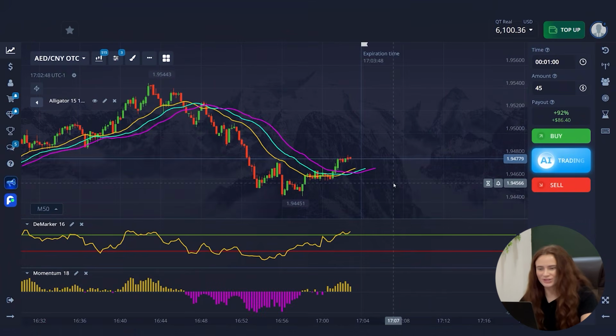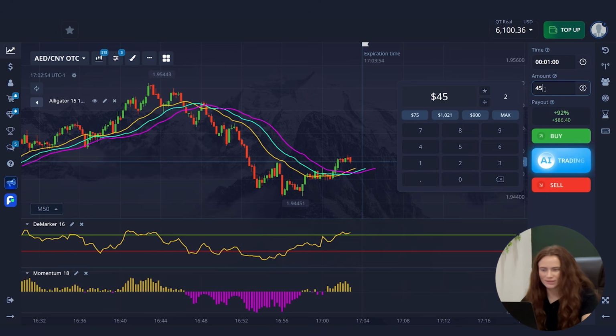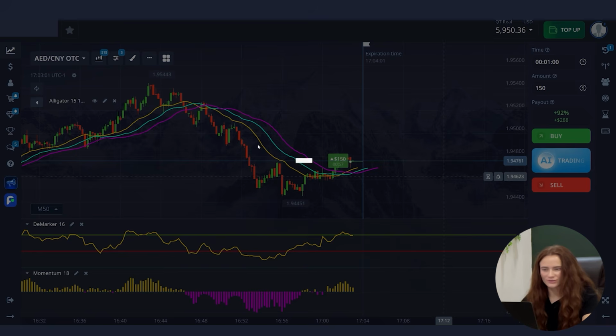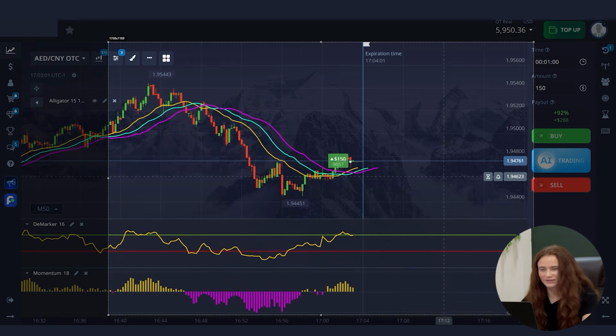Let's take the situation to work. I think it can be profitable. Trading time will be 1 minute, starting with $150, and my prediction: the price will increase. The trade is already open. Now let's take a closer look at the situation.